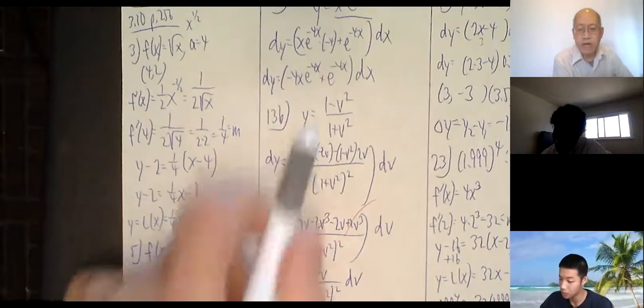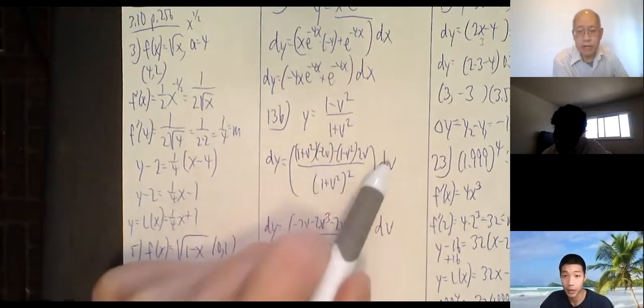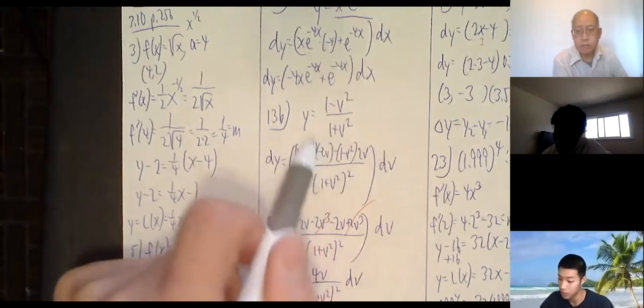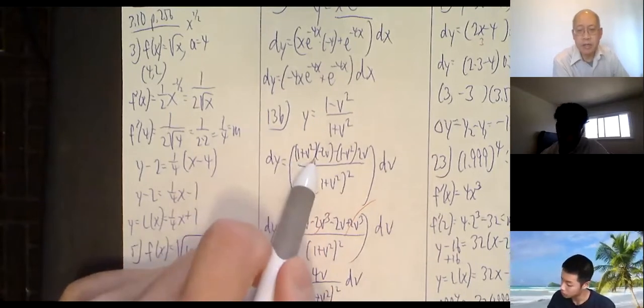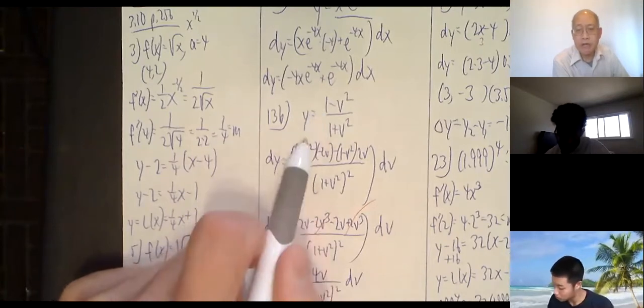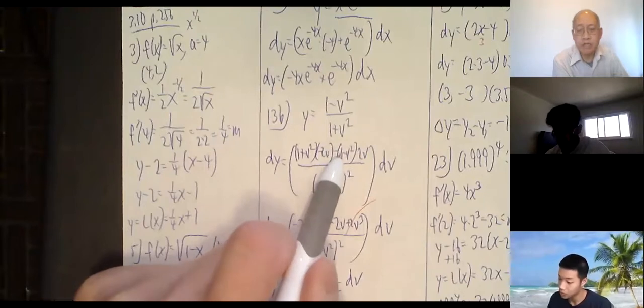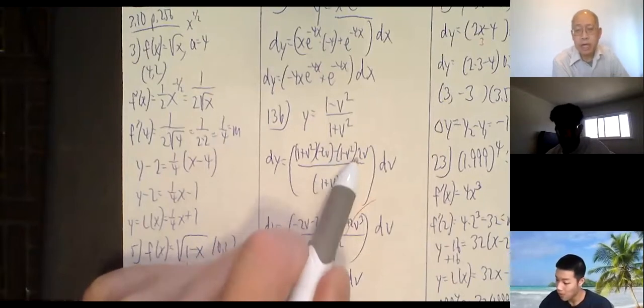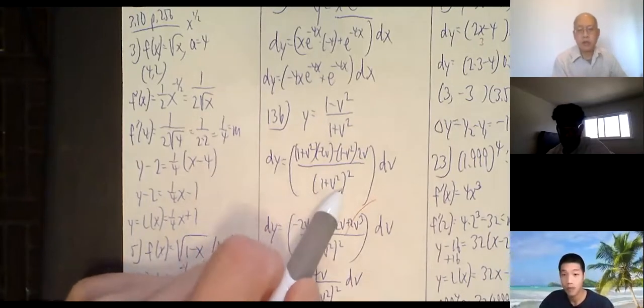So dy equals the derivative of all this, dv. So I've already written it, I'm done. Quotient rule. Bottom, 1 plus v squared, times the derivative of the top. Derivative of the top is negative 2v. Minus the top, 1 minus v squared, times the derivative of the bottom, which is 2v. All over 1 plus v squared, squared.